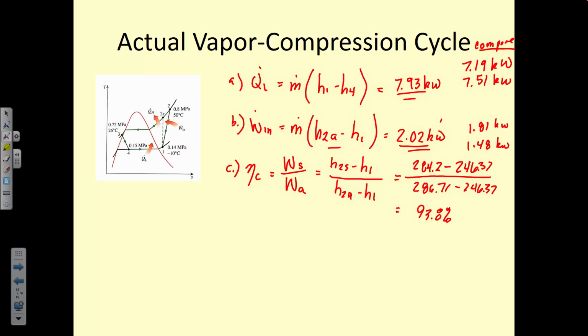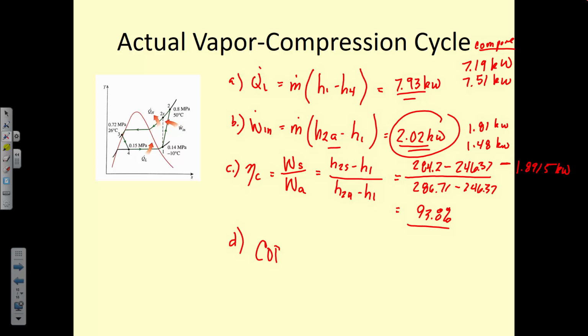But let's just look at it, because our actual work is 2.02 kilowatts. What was our isentropic work? This top line, 37.83 kilojoules per kilogram. What's our m dot? 0.05. So our isentropic work would have been 1.8915 kilowatts in this case. Our efficiency is 93.8%, which is pretty decent. That's not too far off from isentropic.